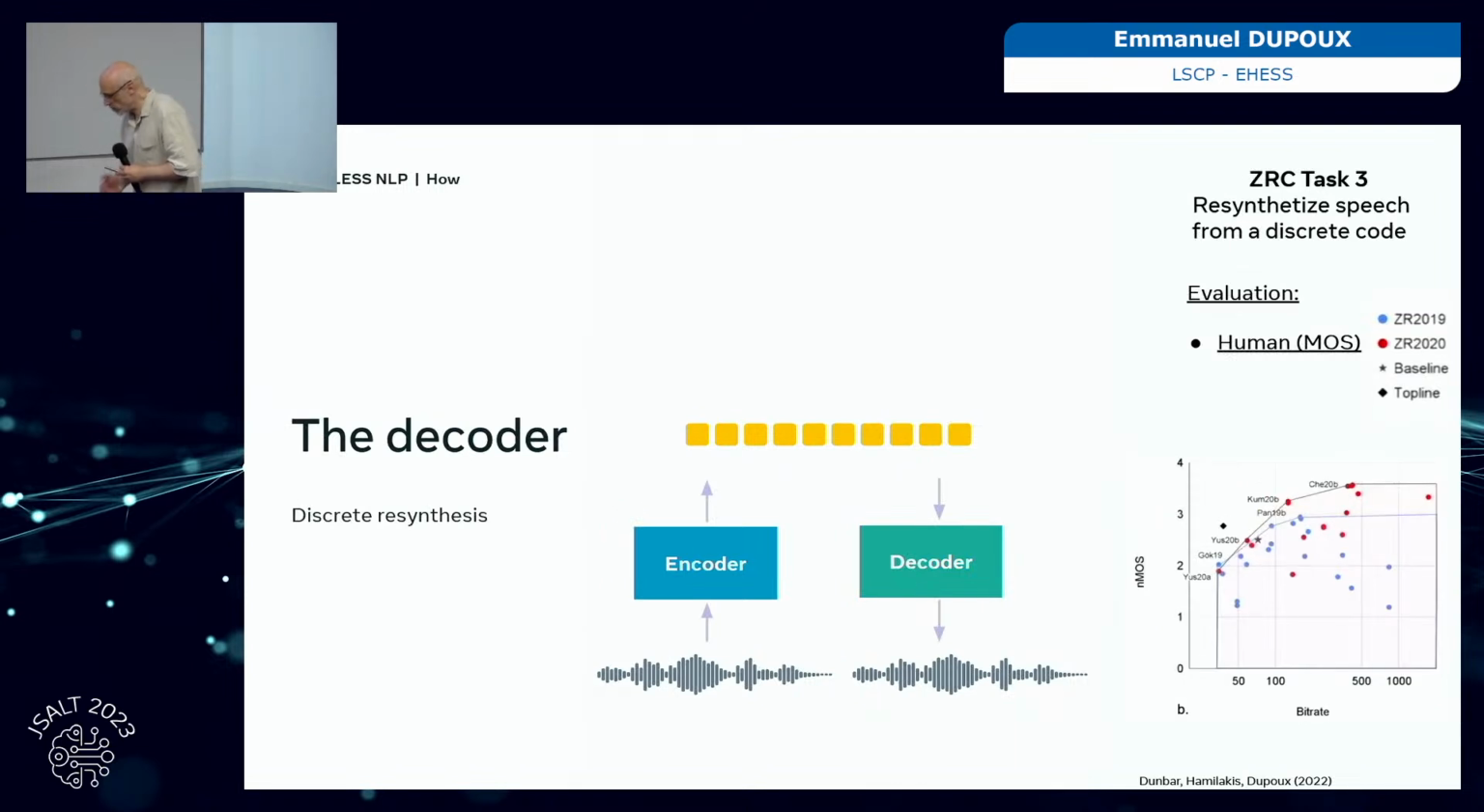Now let's move to the last component, the decoder. The aim of the decoder is to take the pseudo-text and generate a waveform. There have been a lot of papers doing this, either in the zero source challenge or outside of it. But the main lesson from all this is that there is some kind of trade-off between the bit rate, that is the granularity of the units that you are using here. You can have lots of units, small units, big units. So you can summarize that with bit rate.